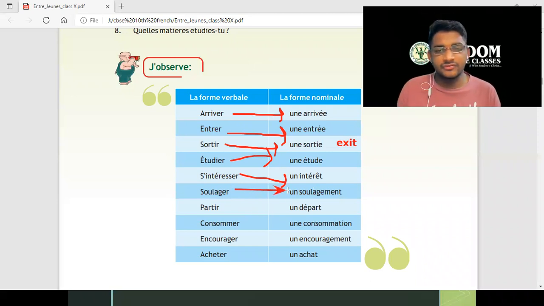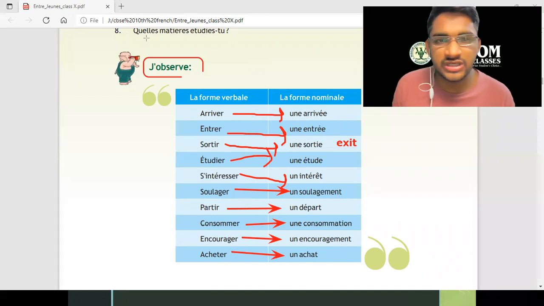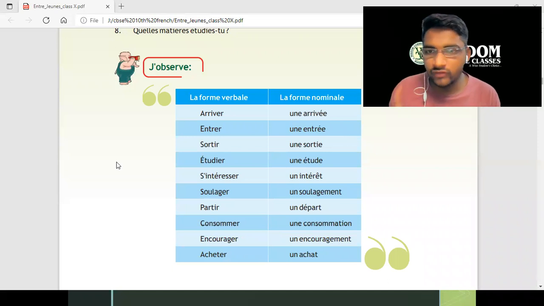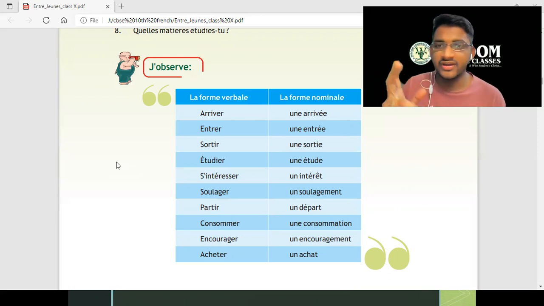Partir is to leave. Départ is departure. Consommer is to consume. Une consommation is consumption. Encourager is to encourage. Encouragement is encouragement. Acheter is to buy or to purchase. And achat is purchase. So students, in your board exam, they can give you a 1-mark question. They will give you a verb and ask you to find the noun form of that particular verb and vice versa.